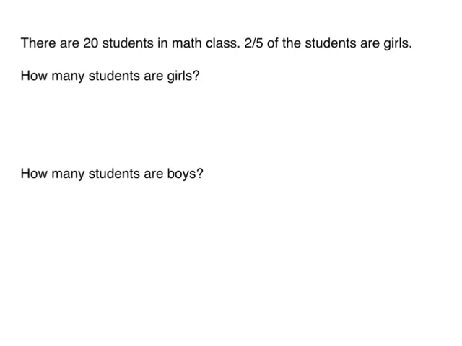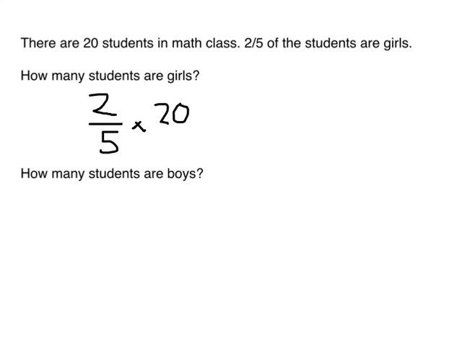Let's look at a word problem. There are 20 students in math class. 2/5 of the students are girls. How many students are girls and how many students are boys? First, let's find how many students are girls. What operation could we use to find a fraction of the class? When I find a fraction of a number, I use multiplication. So I need to multiply 2/5 times 20.